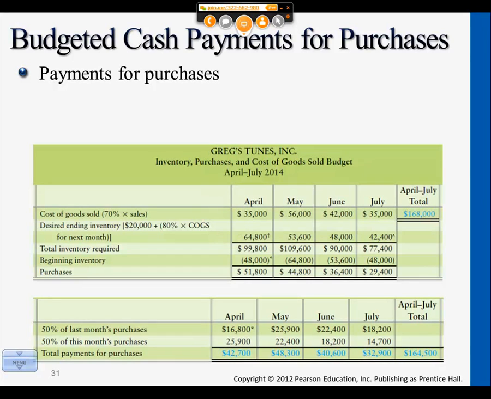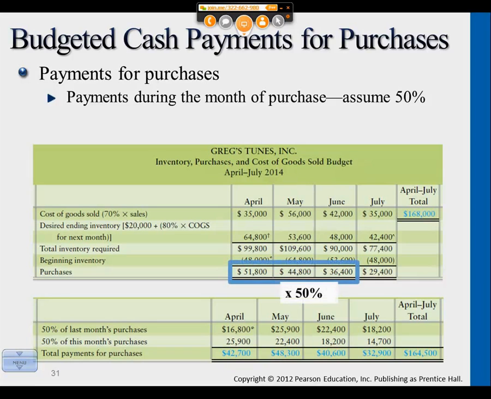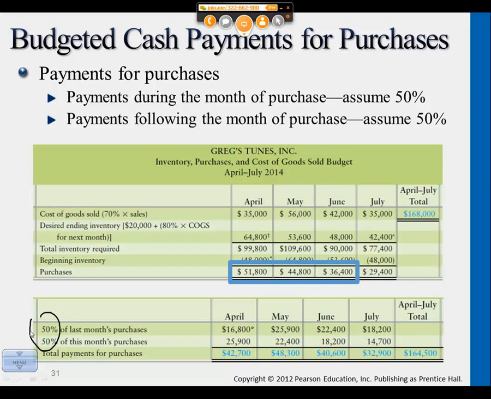So let's look at the other part of our cash budget. We said that the second one is budgeted cash payments for purchases. And what do we have here? So we have all payments for purchases, and that consists of two parts. The first one, we have payments during the month of purchase, which we're going to say is 50%. You see it right here, right? And then payments following the month of purchase, again, it's our 50%.